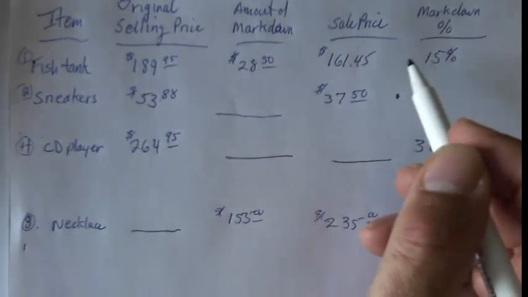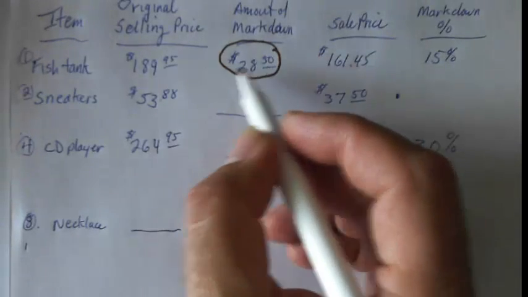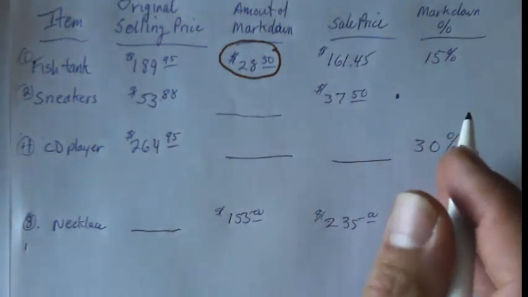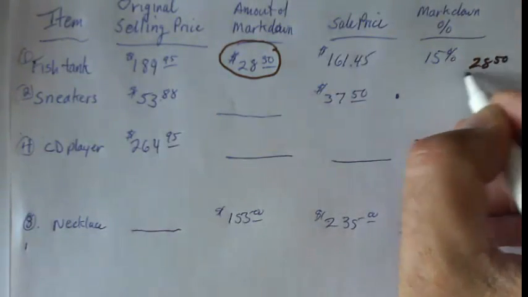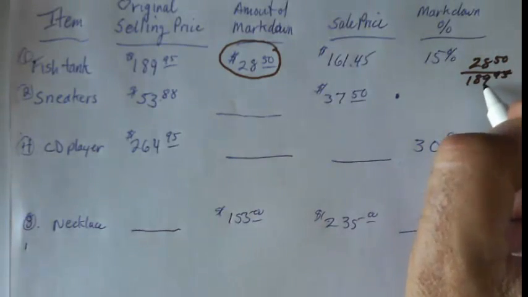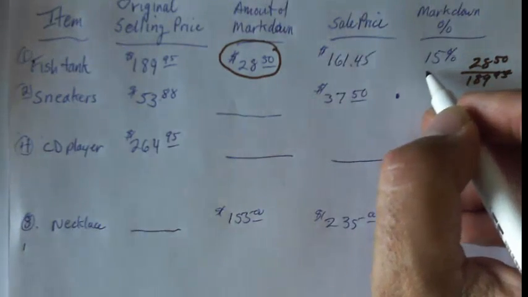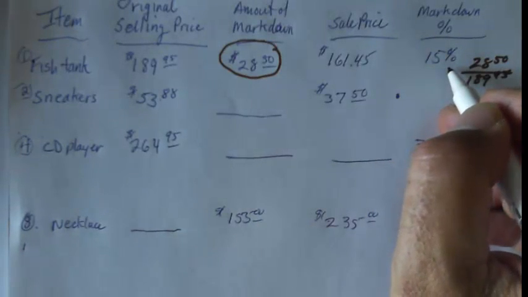And then they got the percentage by taking the part, or the markdown amount, over the original amount. So they set up the problem of $28.50 over $189.95 and simply divided that to get the 0.15 that they changed to a percent of 15.